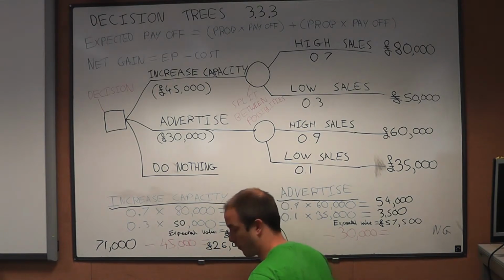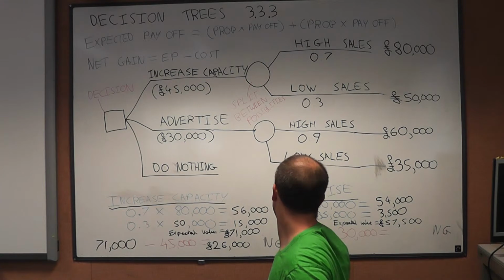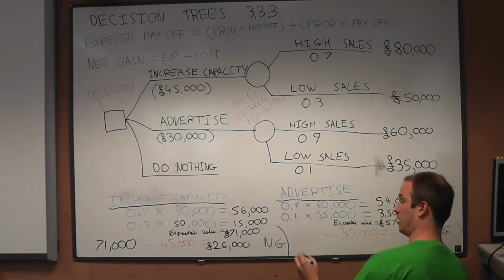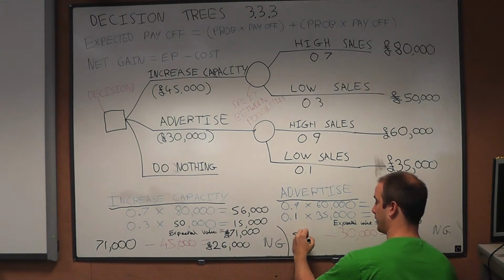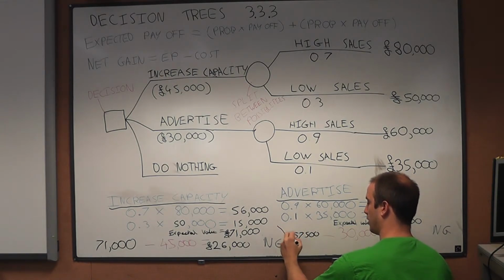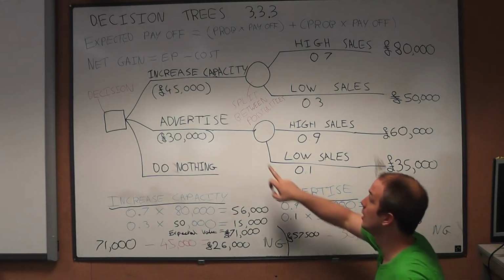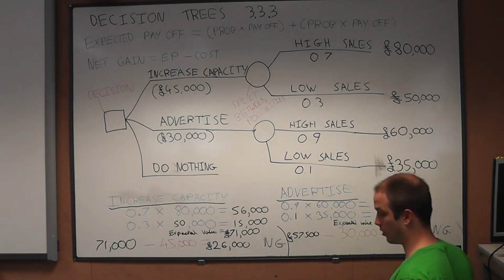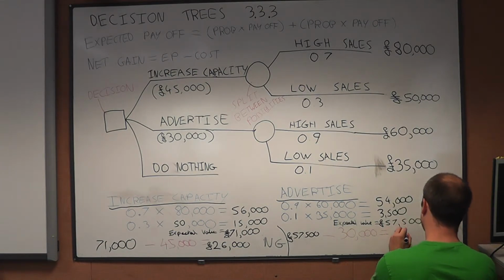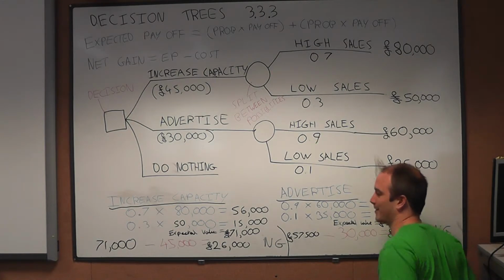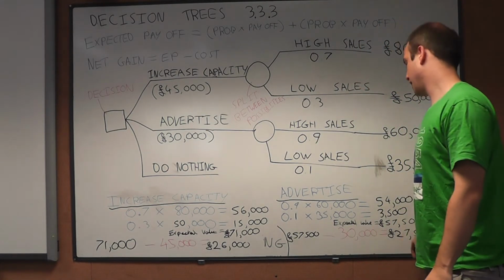£26,000 from that choice. Meanwhile, over here, we're going to take our 57,500, and we're going to take away the £30,000 that it cost us to advertise. So in this case, it's going to equal £27,500. So this is our net gain.